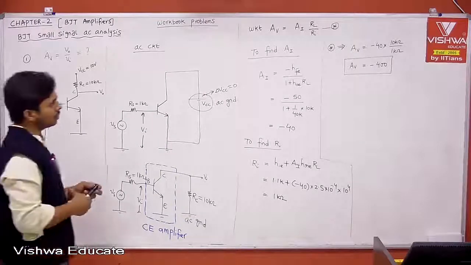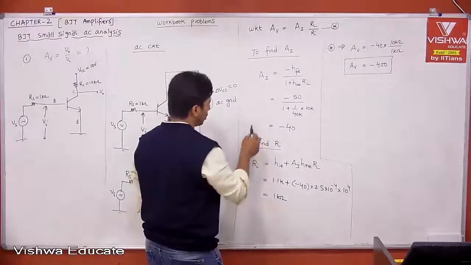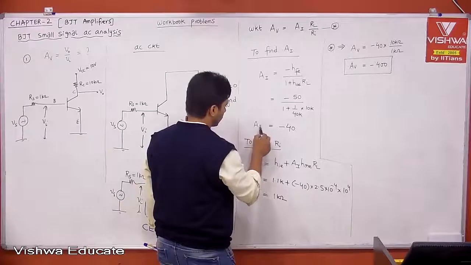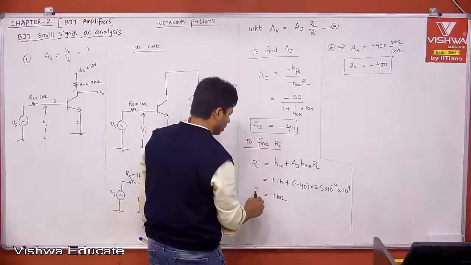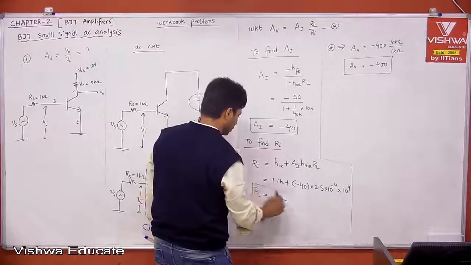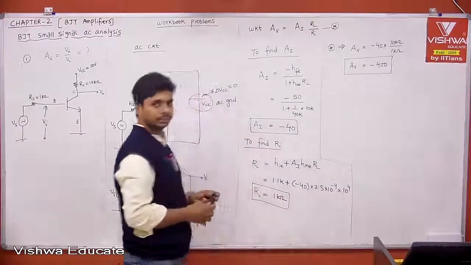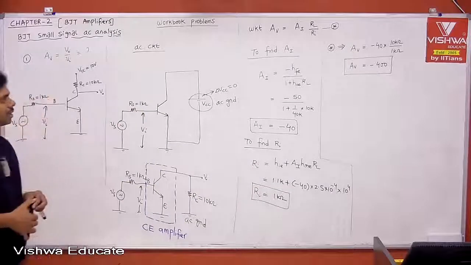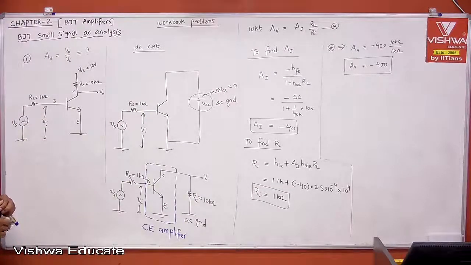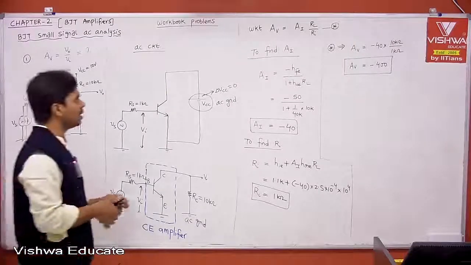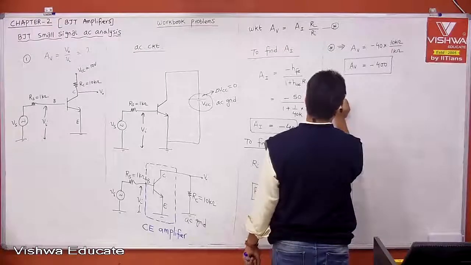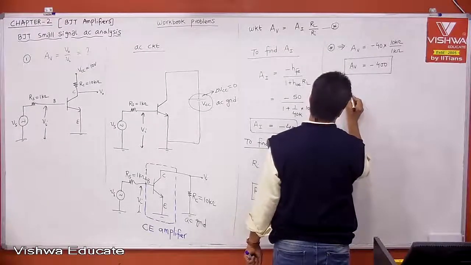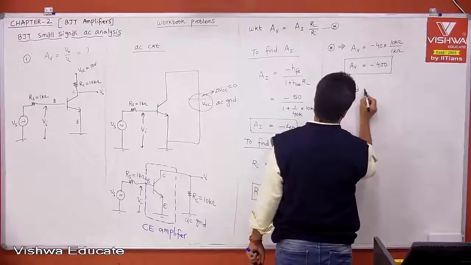Right? Now, we got to know voltage gain, we got to know current gain, and we got to know input impedance. Now, I think out of 4, we already got 3. Just to complete, let us calculate the 4th one, output impedance also. It is not there in the problem, but I am just calculating to explain some theory. To find R0.